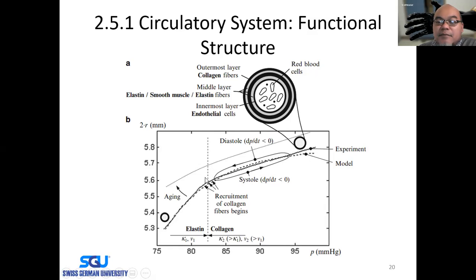But when people start to age, because here it is more elastic compared to collagen, the elastin is more elastic. But when people age, the elasticity will decrease. So here you see that it tends to have less difference between the different diameters, even between the small diameters at the capillaries and the big diameter at the arteries.